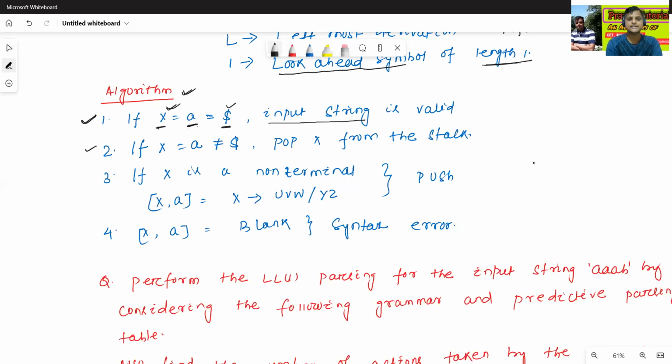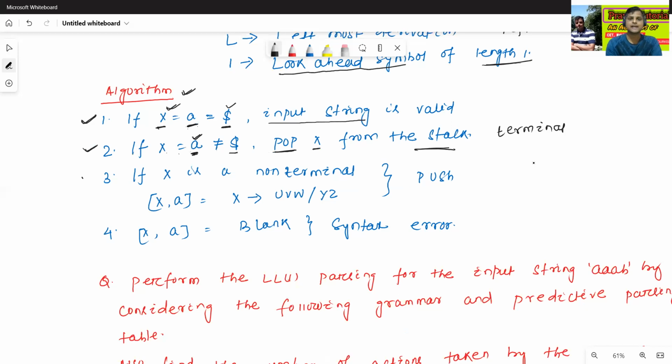What is the second step? If x is an element like a terminal a, and x does not equal dollar, then we will pop x from the stack.